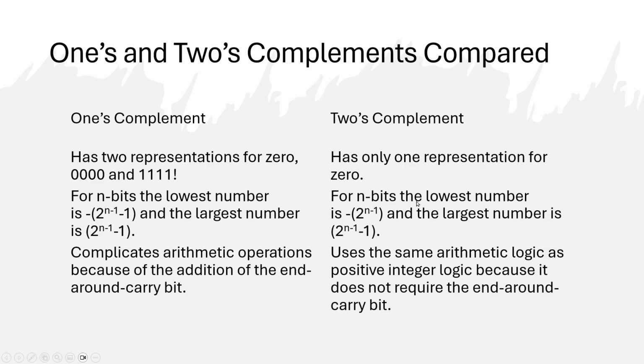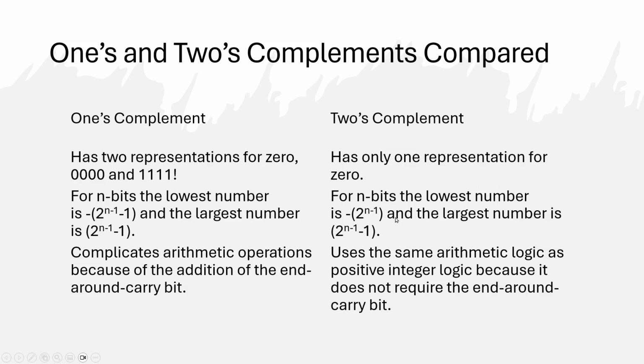The lowest number for the two's complement system is 2^(n-1) times -1. In this case, with a 4-bit number, the lowest number is -8, whereas in the one's complement system, the lowest number is -7. And the largest number is the same in both. The largest number in a 4-bit system would be 7, for two's complement as well as the one's complement.